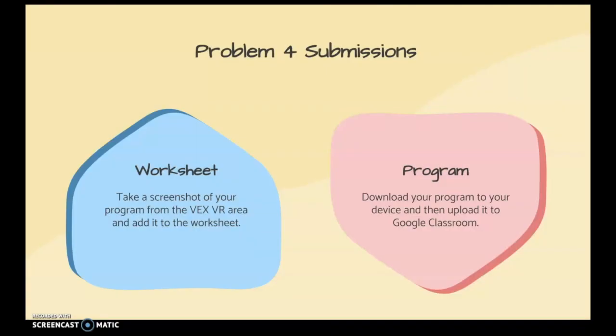So again, for submissions, we have the worksheet. Make sure you have an actual screenshot. Make sure you've included all the elements we're asking for. And then you need to, again, download your program and add it to the Google Classroom assignment in order to get full credit for this assignment.